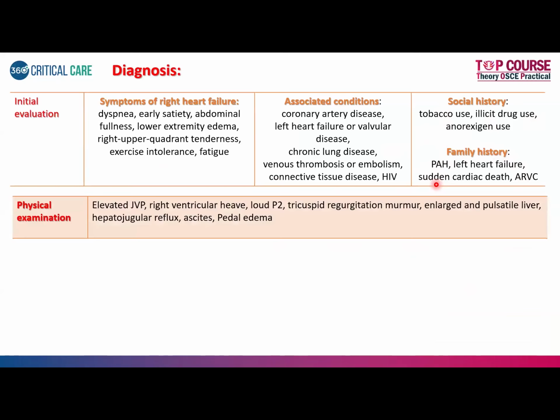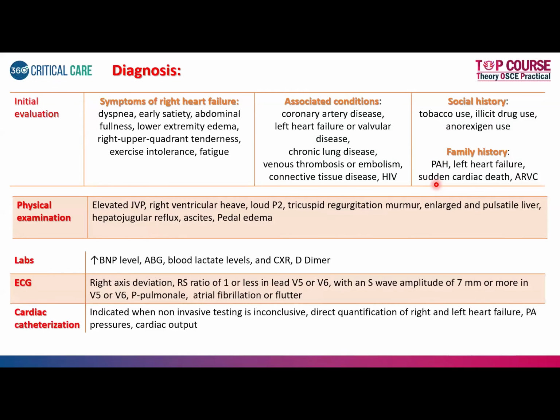Physical examination: raised JVP, with a right ventricular heave, loud P2, tricuspid regurgitation murmur, pulsatile liver, hepatojugular reflex, ascites, and pedal edema might be present. Laboratory findings: the patient can come with increased BNP levels, ABG, blood lactate levels which might be high, chest X-ray suggestive of maybe an edema, and a D-dimer level. Right axis deviation on the ECG is common, and the patient might come with P pulmonale with atrial flutter or atrial fibrillation. Cardiac catheterization is indicated when non-invasive testing is inconclusive. It helps to directly quantify the right and the left heart failure. PA pressures and cardiac output can also be measured.